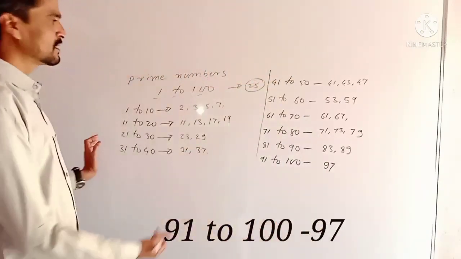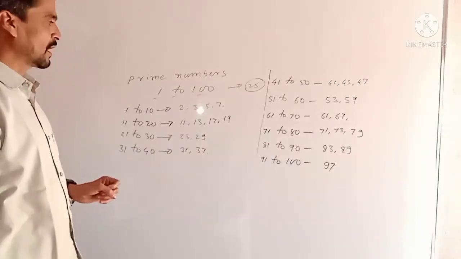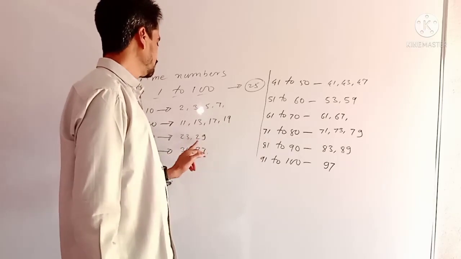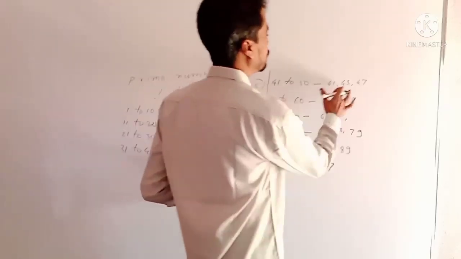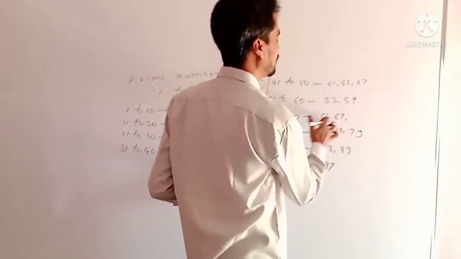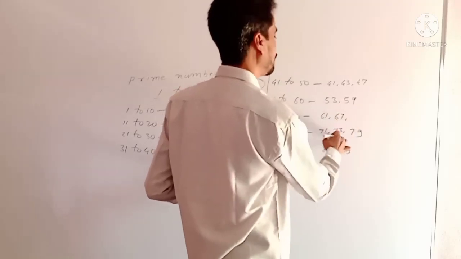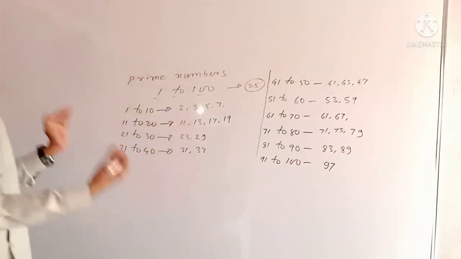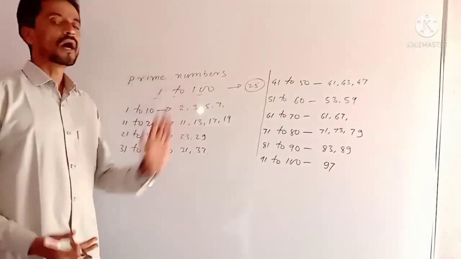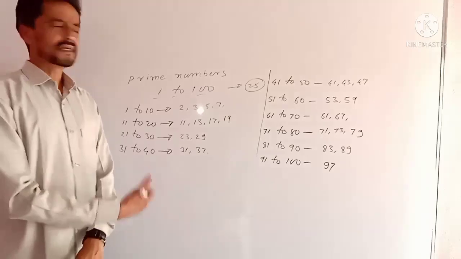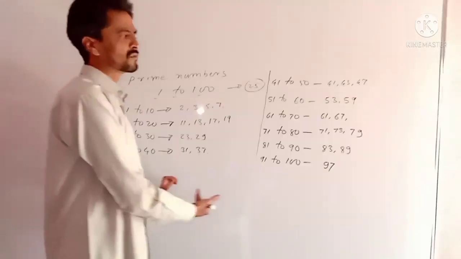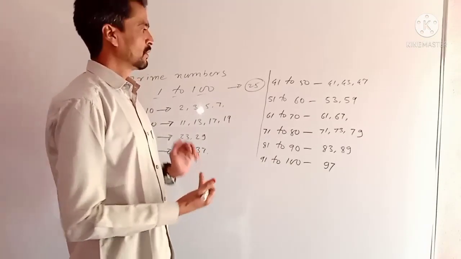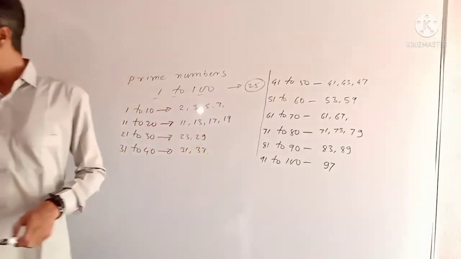Let's count. These are the 25 prime numbers, are they not? 1, 2, 3, 4, 5, 6, 7, 8, 9, 10, 11, 12, 13, 14, 15, 16, 17, 18, 19, 20, 21, 22, 23, 24 and 25. These are all the prime numbers from 1 to 100. So in the first chapter about prime numbers, this much is the information given. Here we have cleared up prime numbers.